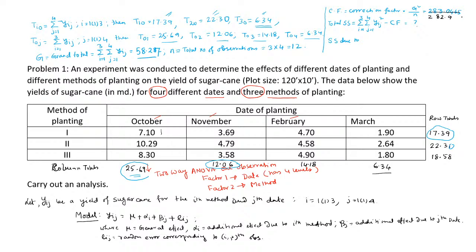Then tell me the remaining 3 digits, rounding up to 4 decimal places. This is SS due to method, which is equal to... Follow me? Are you hearing me? You round the CF, correction factor, up to 4 decimal places. Okay, 9494. Thank you. 9494.